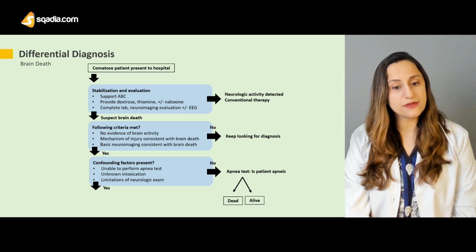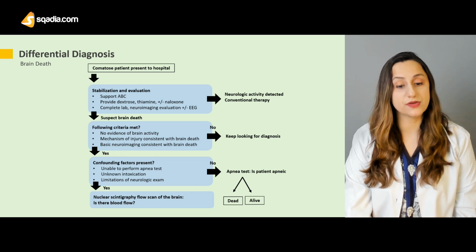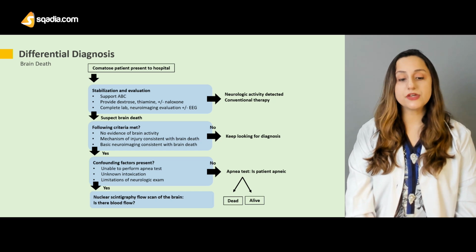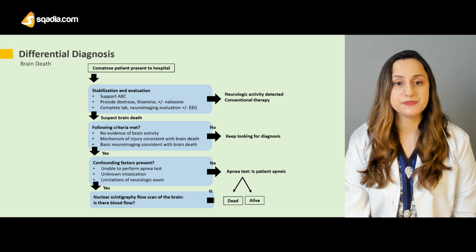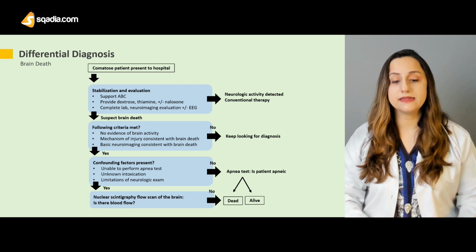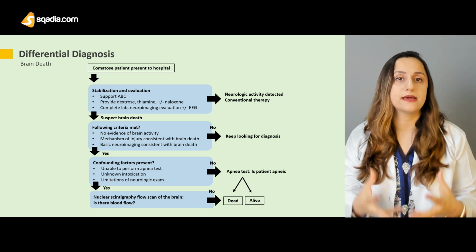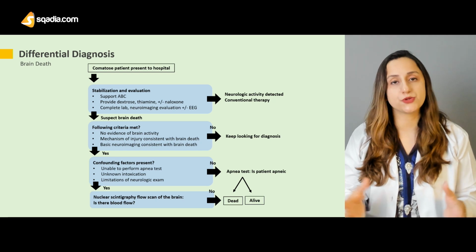Now, if the confounding factors are present, you would look for even the nuclear scintigraphy flow scans of the brain if it is possible, and whether there is blood flow or not for the individual. And again, if there is no blood flow, the patient is documented as dead, and you can further on follow the protocol accordingly.